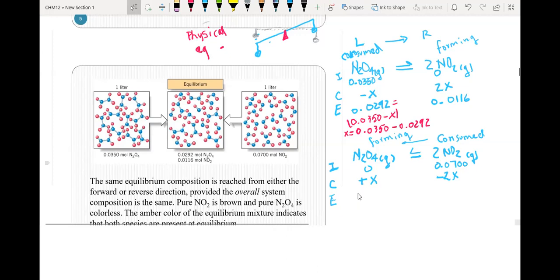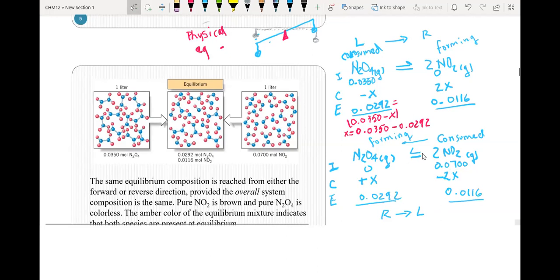They found the equilibrium concentration for the second case was 0.0292 and 0.0116. Guess what? Look, exactly the same thing. That proves what? The equilibrium can be reached from any position, from right to left or from left to right. In this case, this reaction was going from right to left. The first reaction was going from left to right until it reaches the equilibrium.